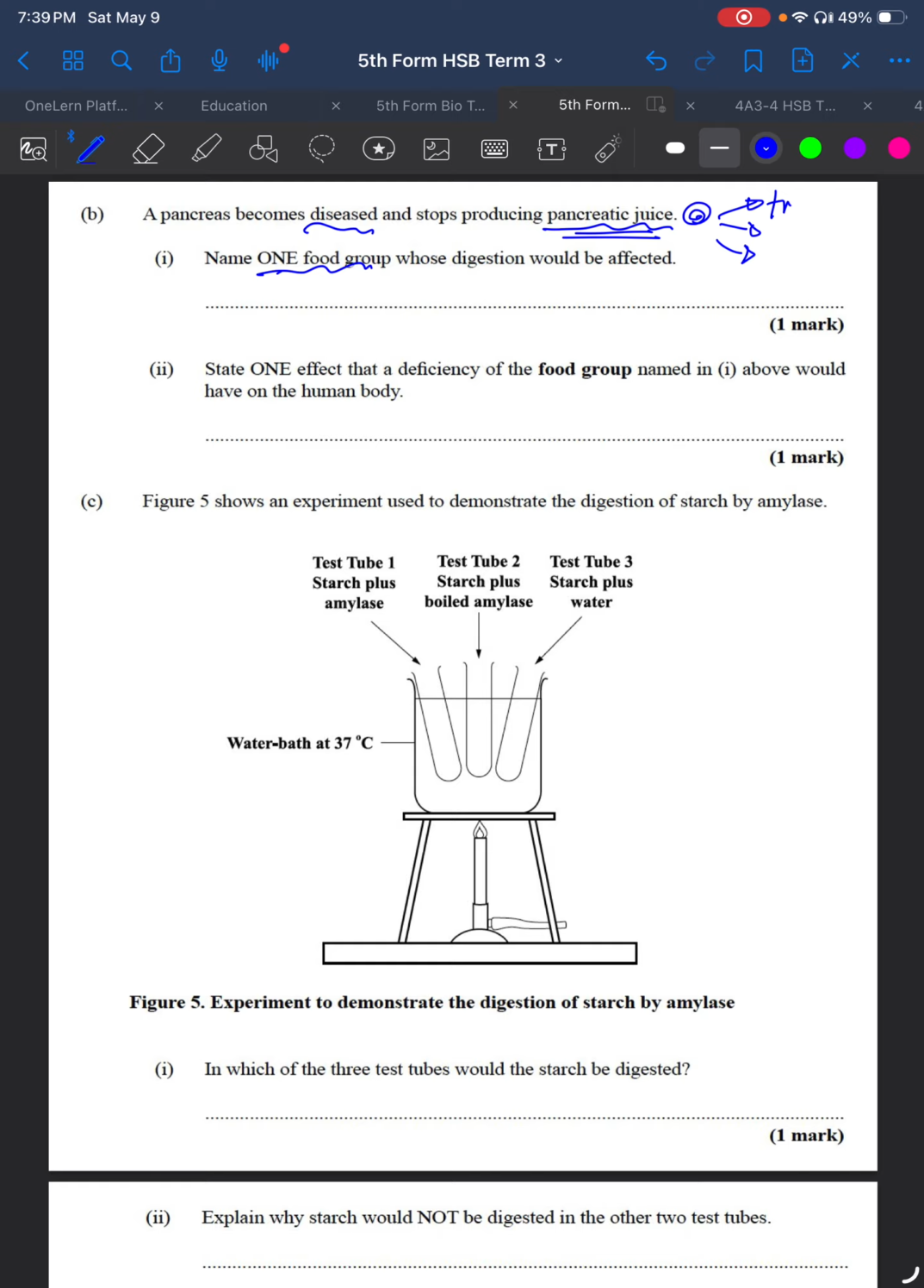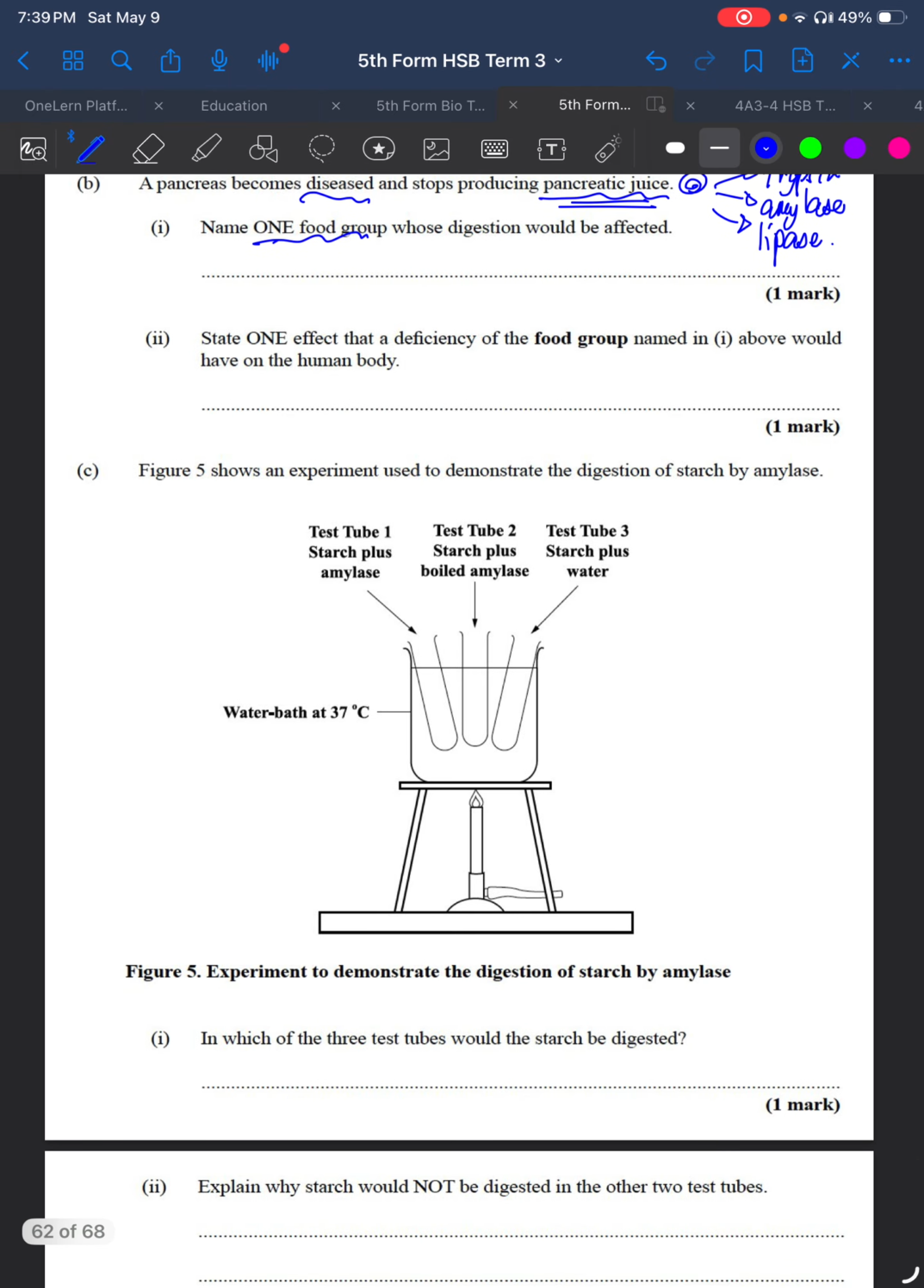Remember we said trypsin, which breaks down protein. We also said pancreatic amylase, which breaks down starch. And then we also said lipase, which breaks down fats. So any of these would be a food group: fats and oils, starches, carbohydrates, as well as food from animals. Any of those could be affected.